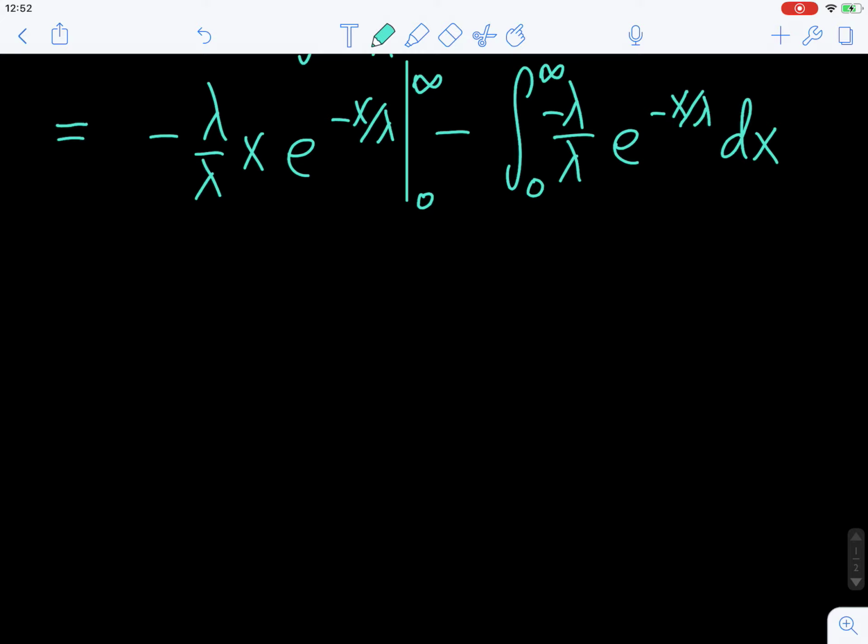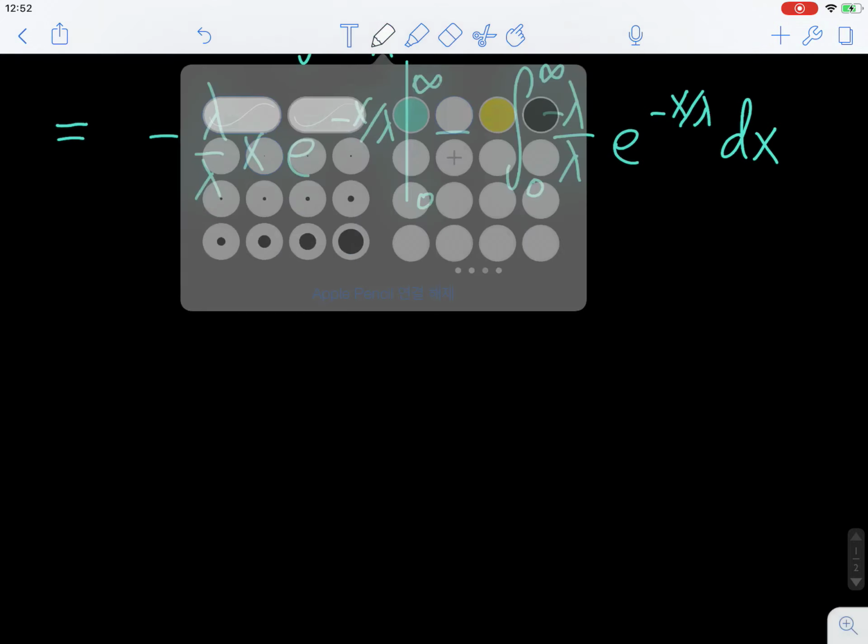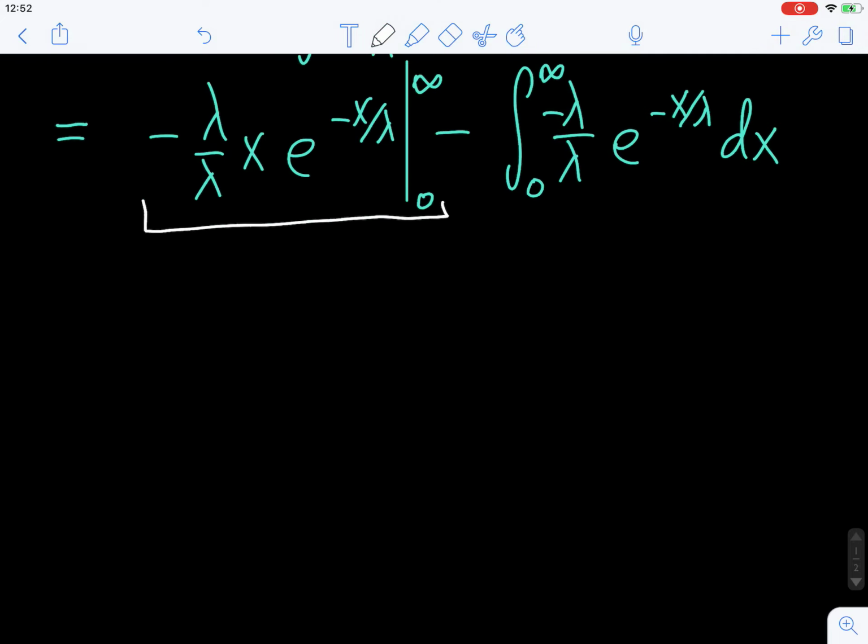And when we do that, let's do the left side first. Notice that when we plug in infinity, then we have the limit. The lambdas cancel out, but we'll see that it doesn't matter because we'll have the limit of our function x over e to the x over lambda, with x approaching infinity.